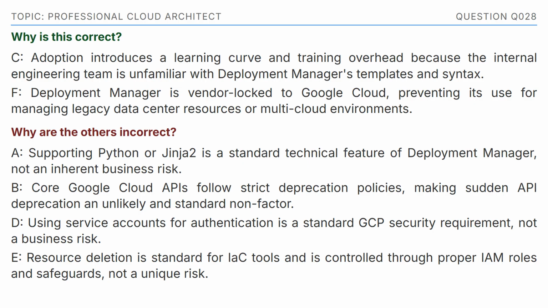A. Supporting Python or Jinja 2 is a standard technical feature of Deployment Manager, not an inherent business risk. B. Core Google Cloud APIs follow strict deprecation policies, making sudden API deprecation an unlikely and standard non-factor. D. Using service accounts for authentication is a standard GCP security requirement, not a business risk. E. Resource deletion is standard for IAC tools and is controlled through proper IAM roles and safeguards, not a unique risk.